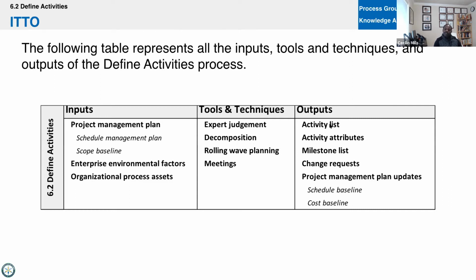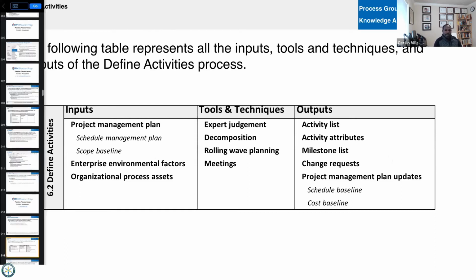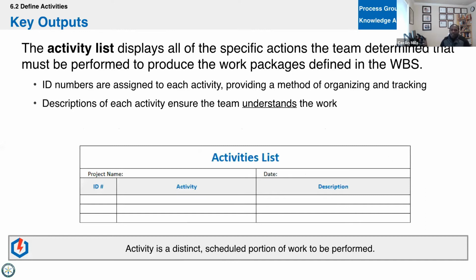We get a list of activities. We get their attributes. We get which ones are milestones. These are the main outputs. We potentially could get some change requests, and we could potentially update our approach based on how long we think it's going to take and how much it might cost. So let's dive in to the key outputs.